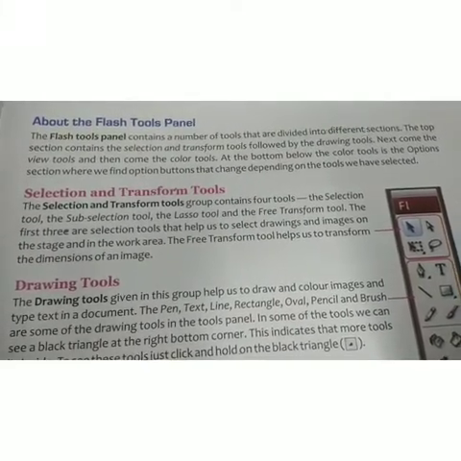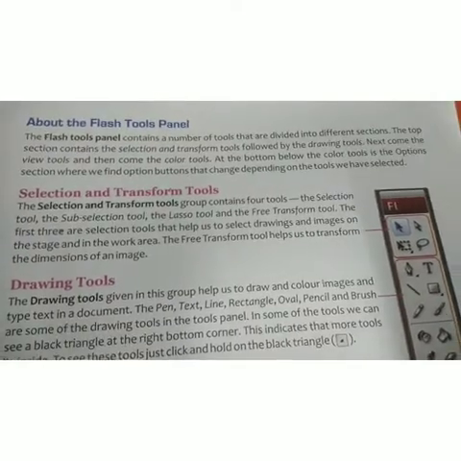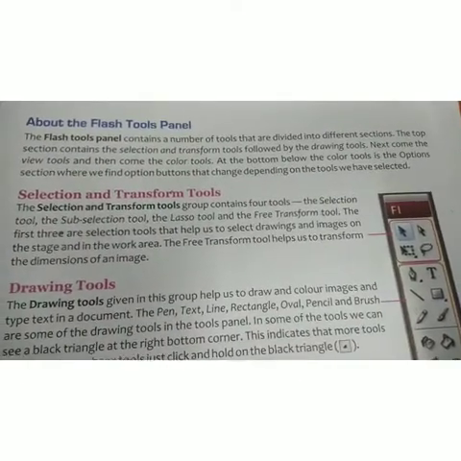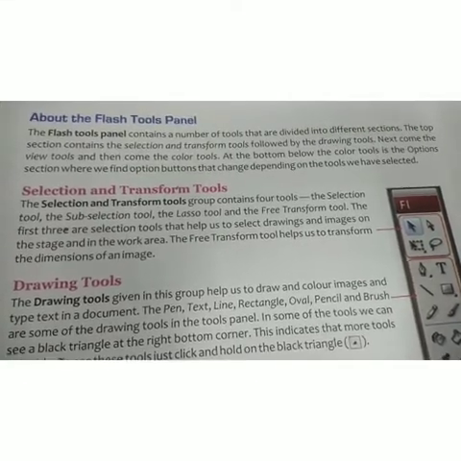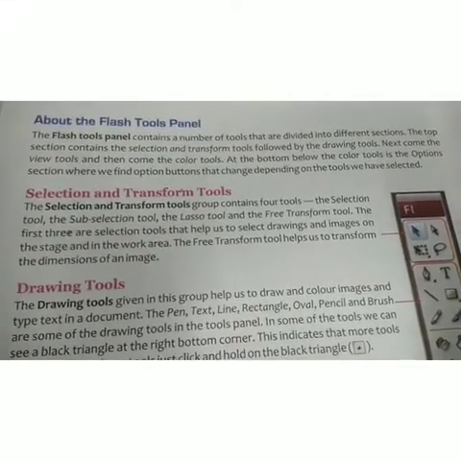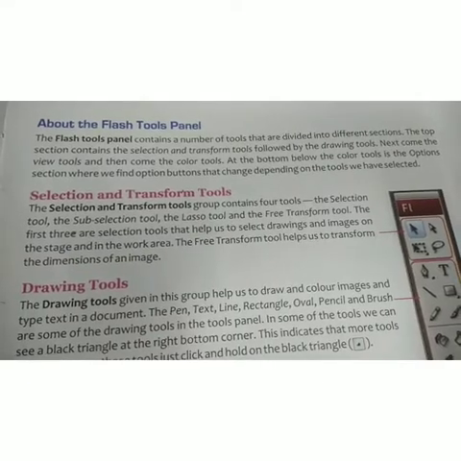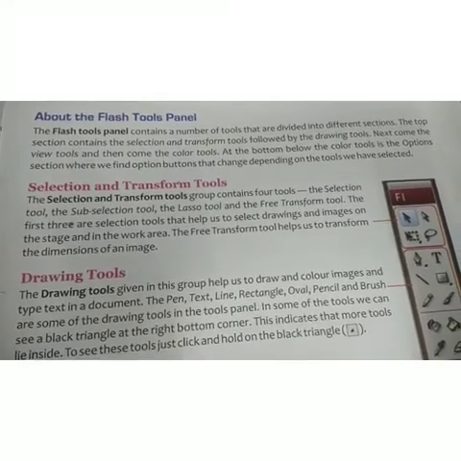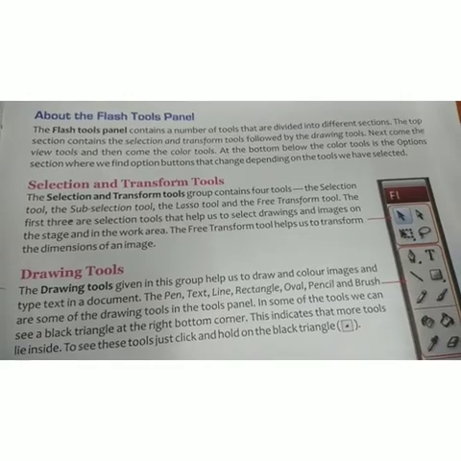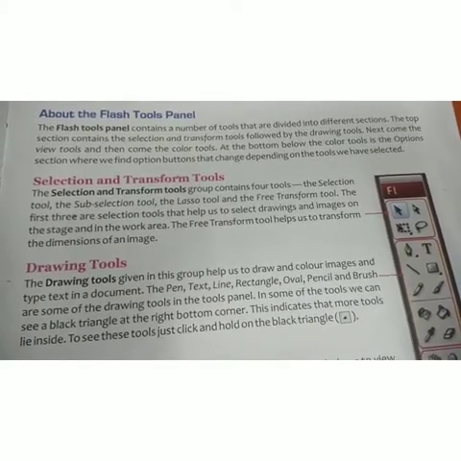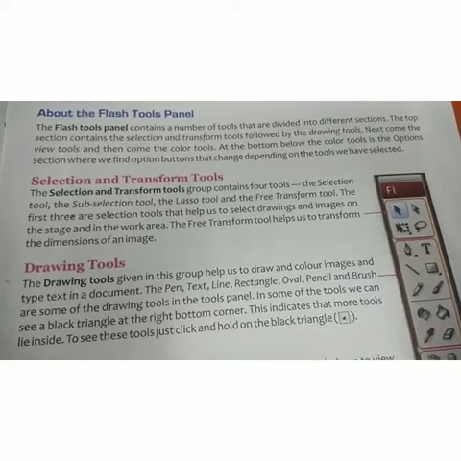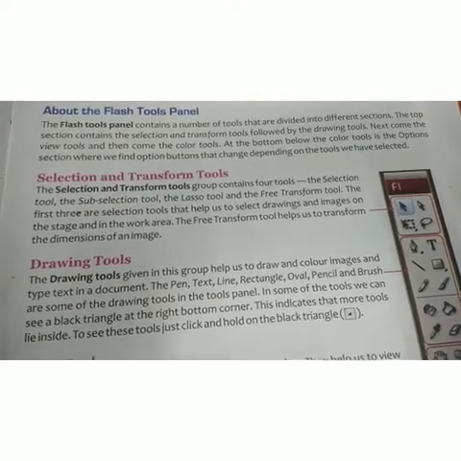The Flash tools panel contains a number of tools that are divided into different sections. The top section contains the selection and transform tools followed by the drawing tools. Next come the view tools and then come the color tools. At the bottom below the color tools is the option section where we find option buttons that can change depending on the tool we have selected.